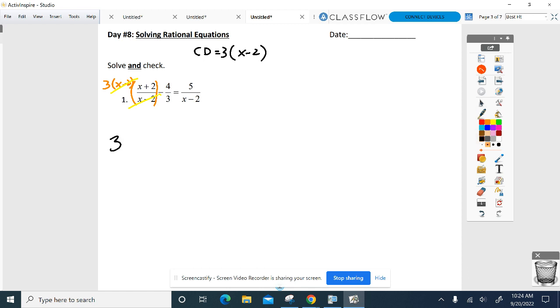3x plus 6, no denominator, right? We canceled it. That's the goal. Cancel the denominators. That's your goal when you do these solve problems. What's my next fraction? 4/3. Multiply it by 3 times x minus 2. What's going to cancel? The 3's.